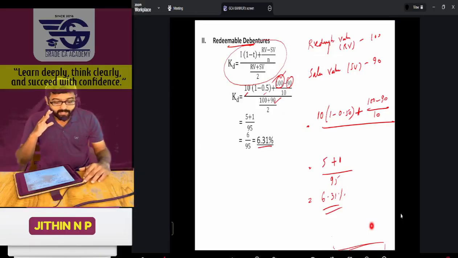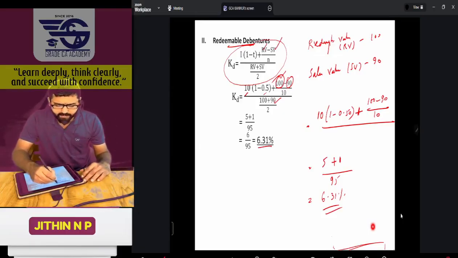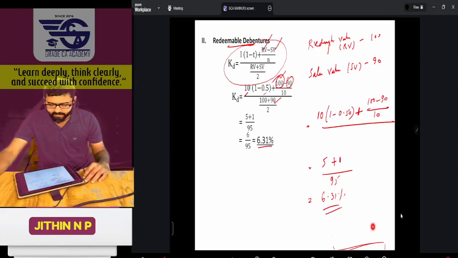This is redeemable debentures. Suppose it is redeemed at a 10% premium. In that case, instead of 100, you need to take 110. Clear? If issued at a discount, you should reduce the discount price. Clear?